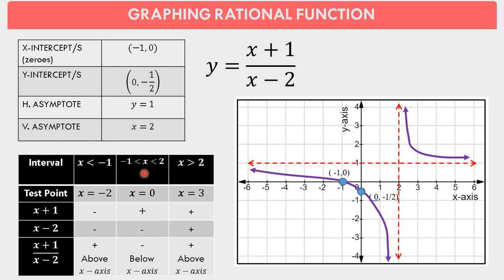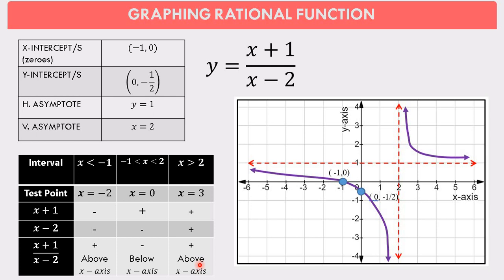Next, x is between negative 1 and 2. So this part. The graph must be below the x-axis. So extend the line, but it must connect to the other intercept. Then extend. And lastly, the part x greater than 2, so 2 to positive infinity, then above the x-axis.